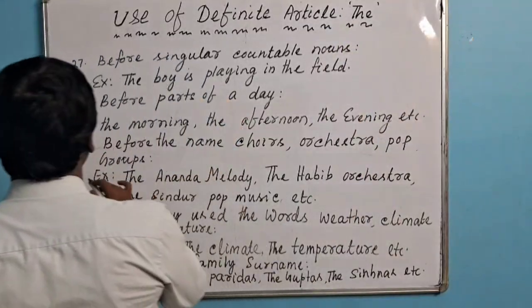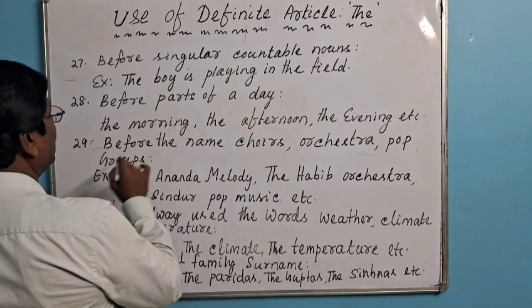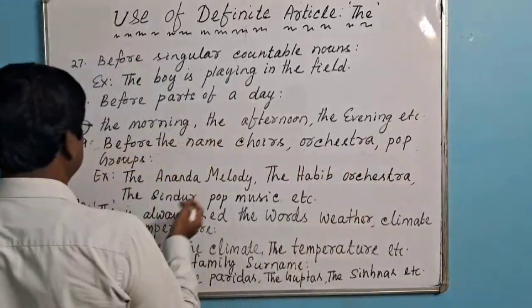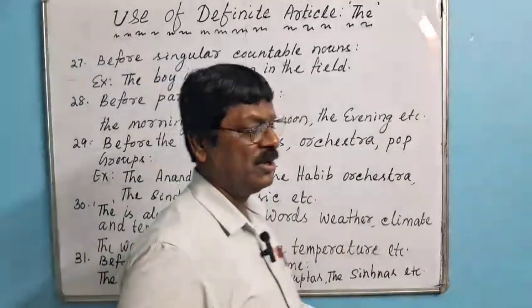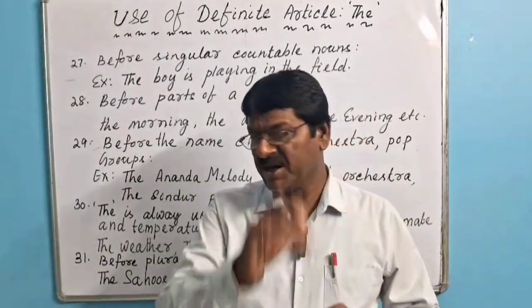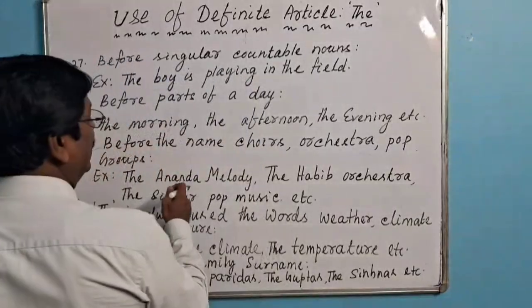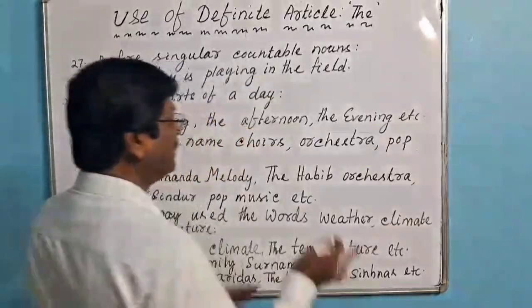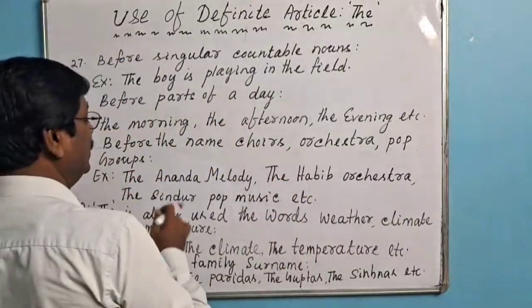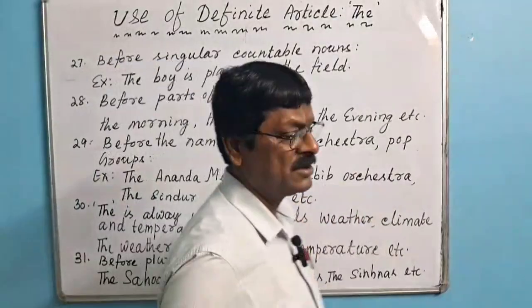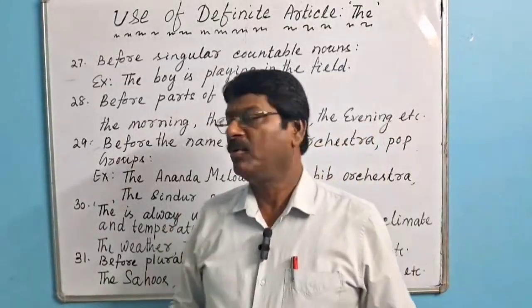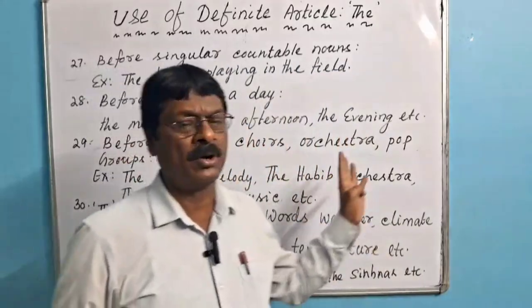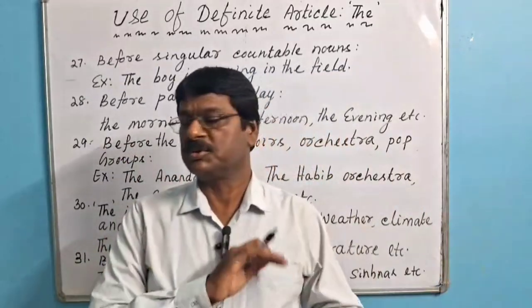Then now we shall go for point number 29. Okay. Before the name of choirs, orchestra or pop musics or melody parties, always the is used. For example, the Ananda melody, it is a melody party. The Habib orchestra, it is a melody party. The Sindur pop music, etc. So, before the name of what? Before the name of choirs or you say melody parties or orchestra parties, always the is used.